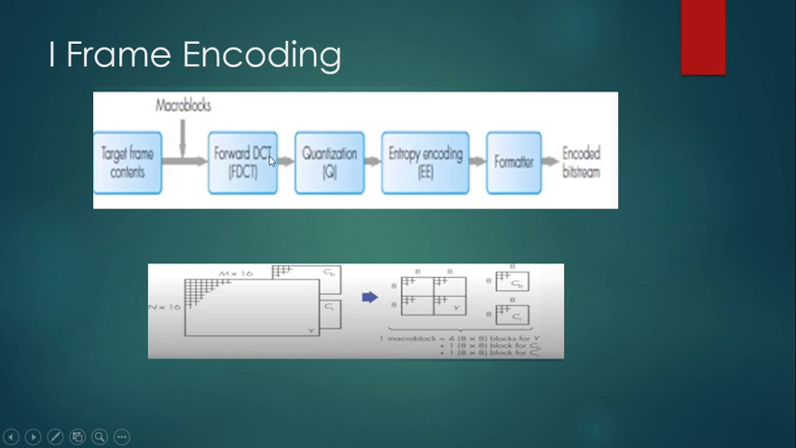It is given to a DCT which converts it into frequency coefficients. Then the values are quantized, encoded and transmitted. So in the case of I-frame encoding, there is no other way; we are doing the same procedure as that of JPEG. What is a target frame? It is a frame which is to be encoded. The macro block is represented here, so we will be doing interframe coding.